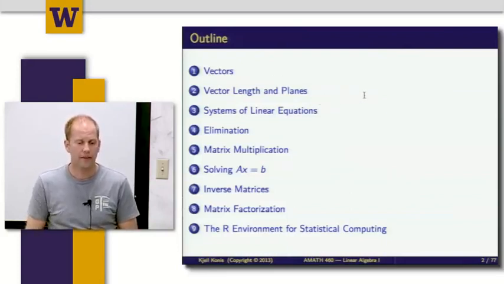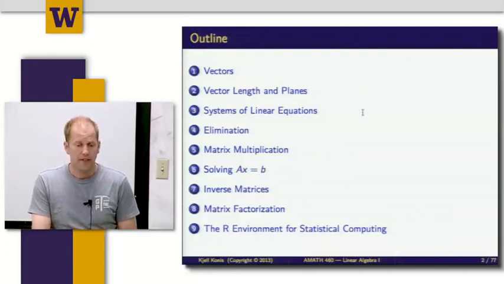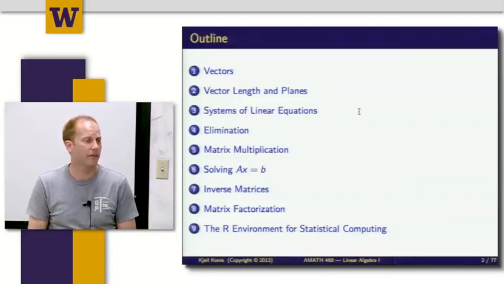In section 2, I'll talk about vector length and then plane. So that's 2 separate topics, but they're kind of short, so I mushed them into one video. Then we'll look at solving systems of linear equations. So if I have 3 equations and 3 unknowns, each one of those equations determines a plane. 2 planes will intersect in a line, and then the third plane will intersect that line in a single point, and that'll be the solution to my system of linear equations.